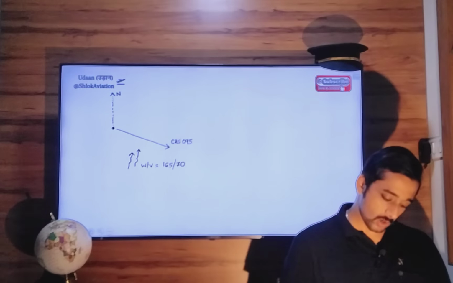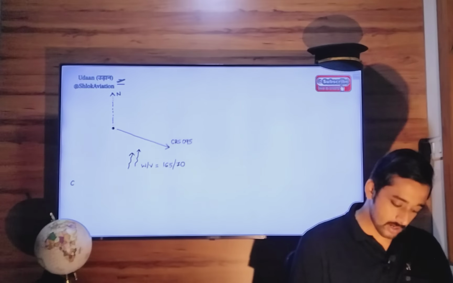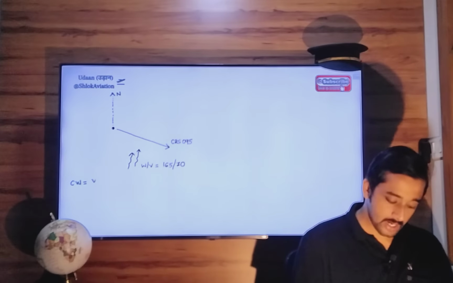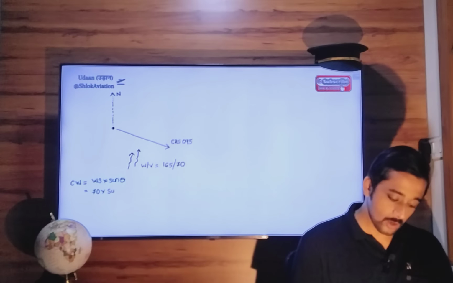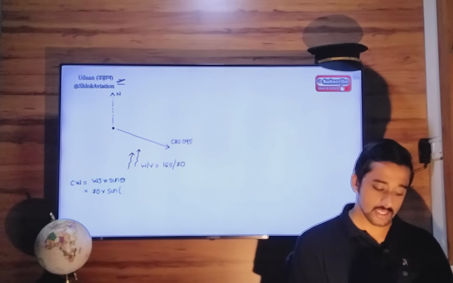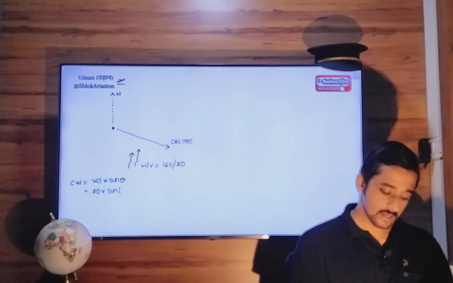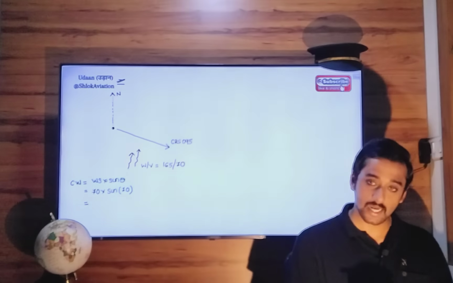So in this case crosswind will be equal to wind speed into sine theta, right? Wind speed is 70 knots. Sine theta value will be wind direction 165 degrees minus the course, that is 95. So sine of 70.